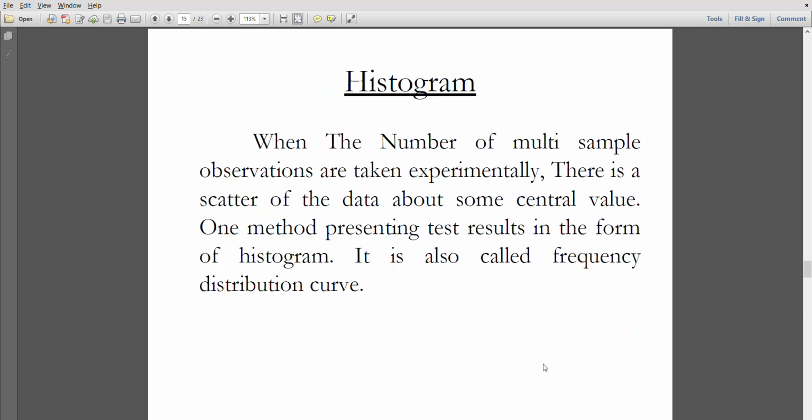Then comes another characterizing feature called the histogram. When a number of multi-samples are taken experimentally, there is a scatter of data. So you take 31 degrees, 31.1 degrees, there is a scatter of data points, and there is a central value. You take the mean of all these data points, you get a central value, and how much these values are deviated, you calculate the standard deviation, you get the SD of the data set. These are characterizing the distribution.